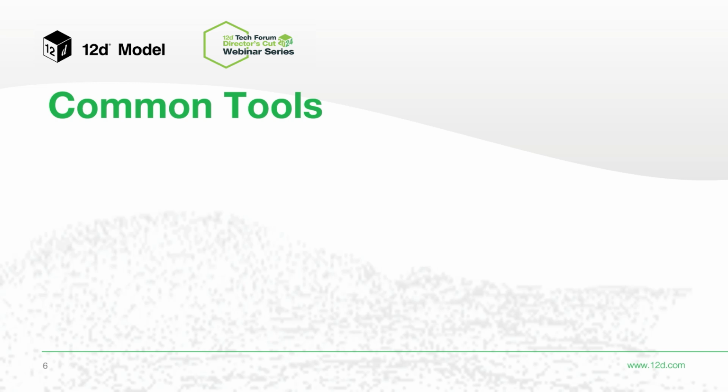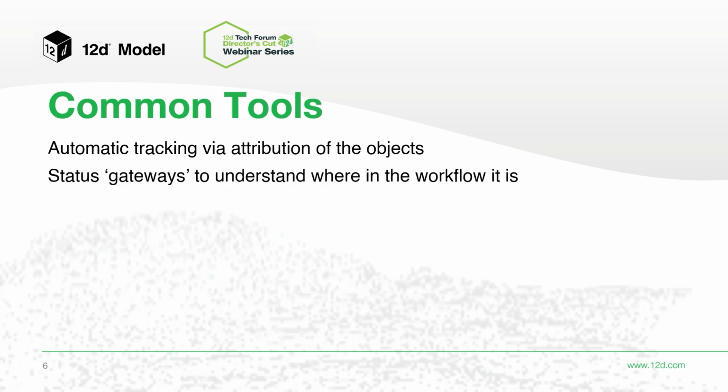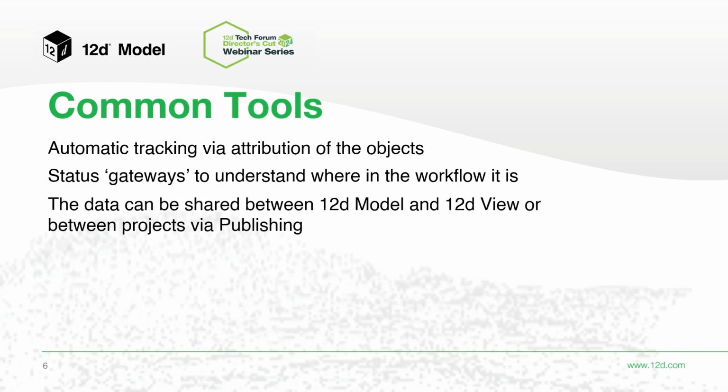There are common tools to all of the reviews and markups. We have automatic tracking via attribution of the objects. So this means that you can just carry on and do whatever you need to do, and all the tracking is being done in the background automatically. We have status gateways to understand where in the workflow it is. And this data can be shared between 12D Model and 12D View, or between projects via the publishing.